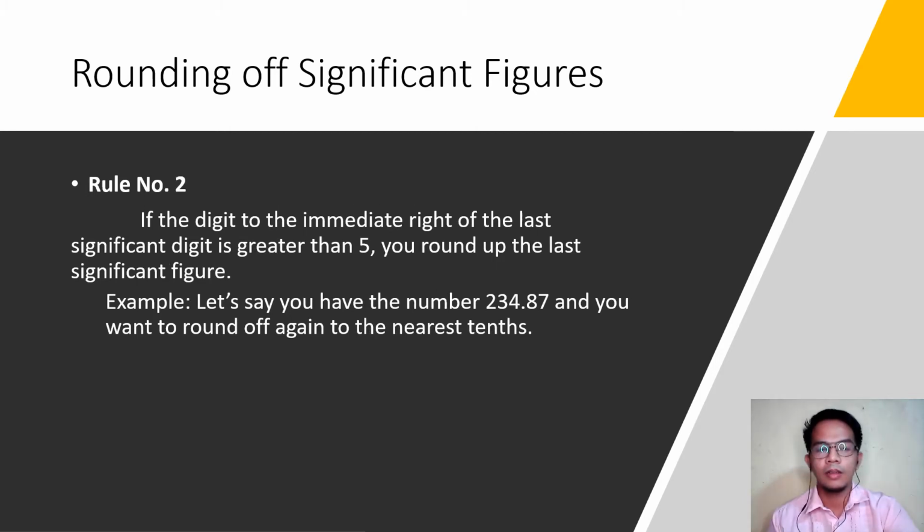Next, rule number 2, if the digit to the immediate right of the last significant digit is greater than 5, you round up the last significant figure. Example, let's say you have the number 234.87 and you want to round again to the nearest tenth. So 234.87 will become 234.9 because 7 is greater than 5.